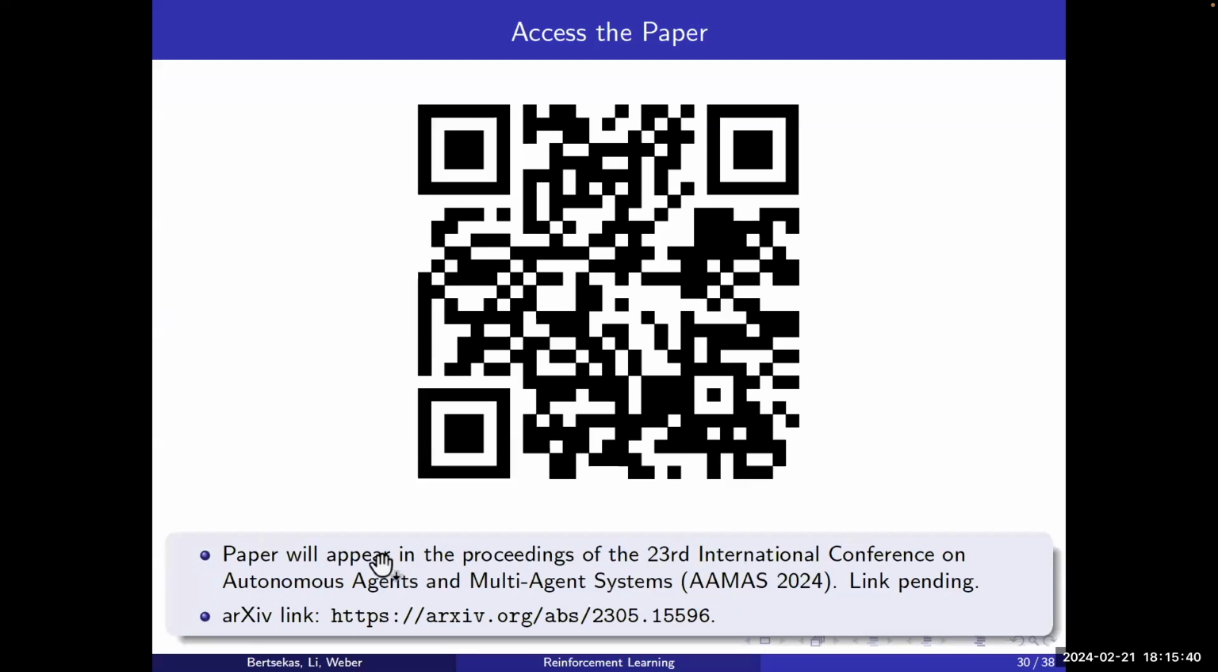That's it. So this paper is going to appear in the proceedings of the 23rd International Conference on Autonomous Agents and Multi-Agent Systems, or AAMAS 2024. I don't have the ACM link yet, but if you want to look at the archive version of the paper, you can take a picture of this QR code.